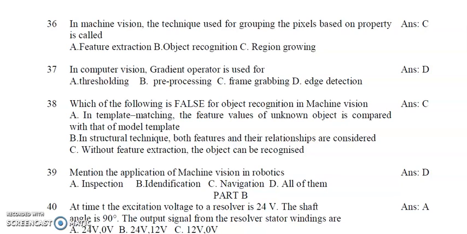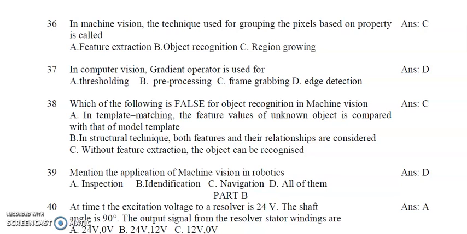So in these three statements, we have two object recognition techniques. One is called template matching and another one is structural technique. In template matching, the feature values of an unknown object is compared with the model template, and in the structural technique, both features and the relationships are considered. So both of these are true statements, and the only false statement is that without feature extraction, the object can be recognized. After doing the feature extraction only, the object can be recognized. So the answer is C.